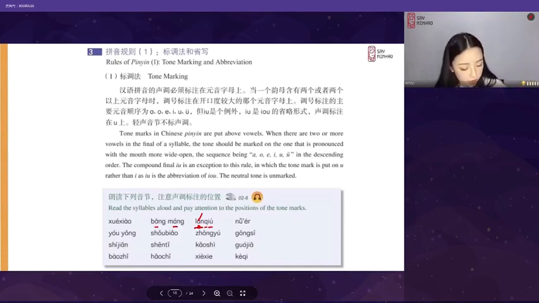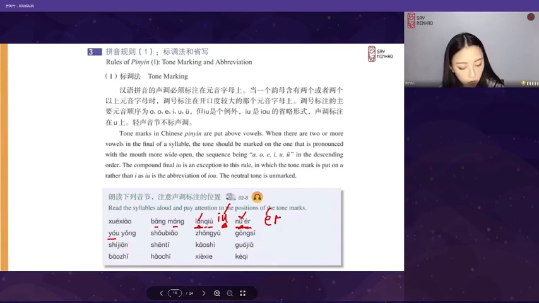And next one, qiú. For 球, we can see there is a final iu. So where should we mark? We should mark the latter one. That's why we put a mark on u. Next is nǚér. In this one, for nǚ, there is only one final, so we just need to mark on the final. And for ér, we should mark on the e, because there is no a, then we should find o and e, right? So ér here.